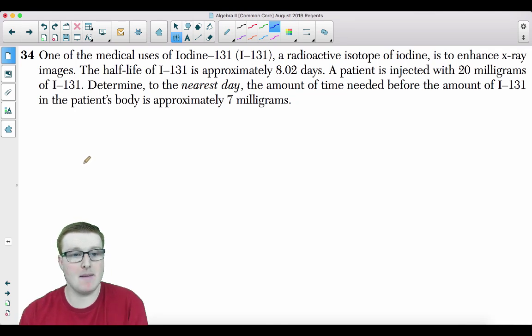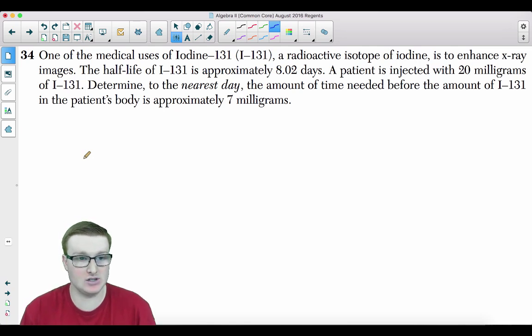34. One of the medical uses of iodine-131, a radioactive isotope of iodine, is to enhance X-ray images. The half-life of I-131 is approximately 8.02 days. A patient is injected with 20 milligrams of I-131. Determine to the nearest day the amount of time needed before the amount of I-131 in the patient's body is approximately 7 milligrams. Okay, here we go.